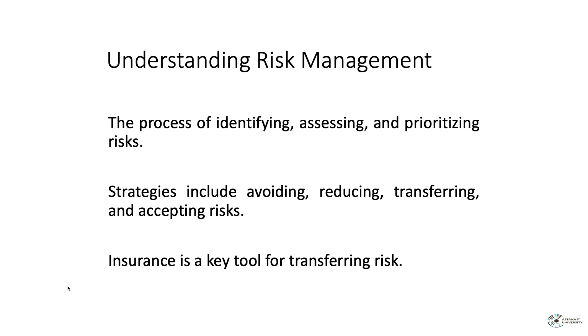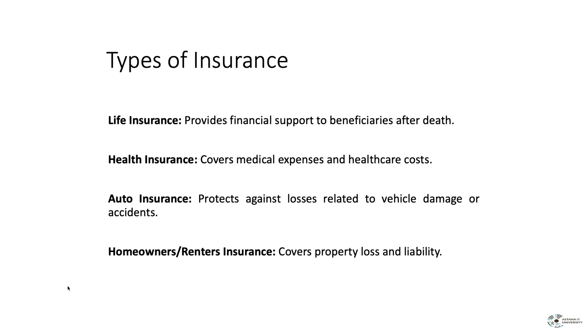So now let's take a look at the types of insurance. Life insurance provides financial support to beneficiaries after death. Health insurance covers your medical expenses and healthcare costs if you have problems with your health. Auto insurance protects against losses related to vehicle damage or accidents, and homeowners and renters insurance covers property loss and liability. So these are different types of insurance that you need for different risks.